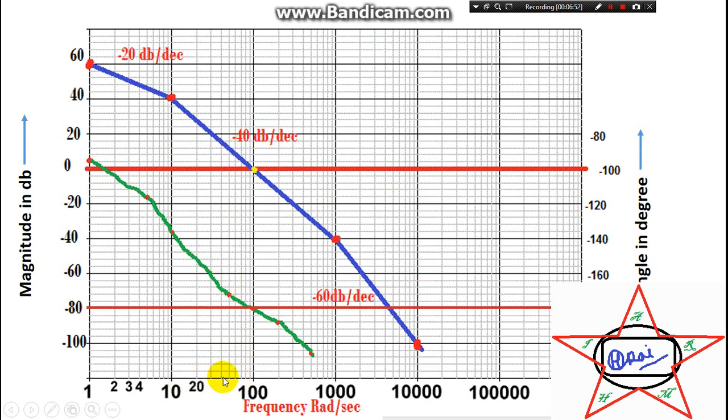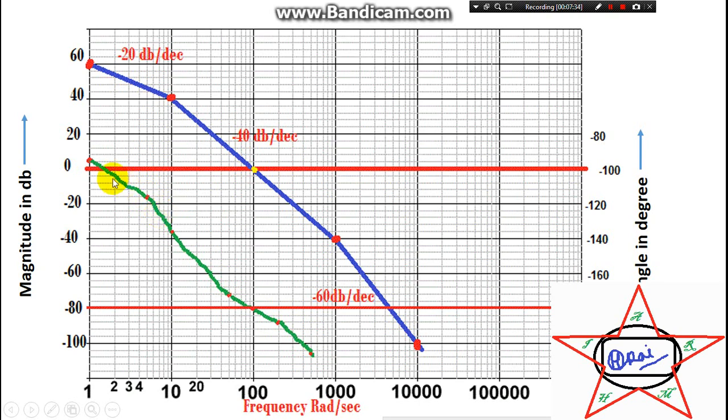Similarly at 20, 30, 40, 50 we have the angle approximately 172 degree, and at 100 it is near about 180 degree. At 200 again we have the angle minus 188 degree, and at 220 approximately minus 206 degree. And this graph has to be drawn freehand. We are not using a scale here, just because the margin would increase. That's why we align all the dotted lines freehand.